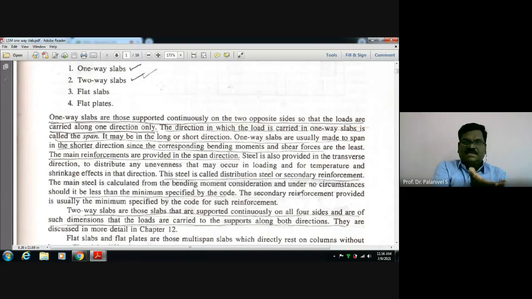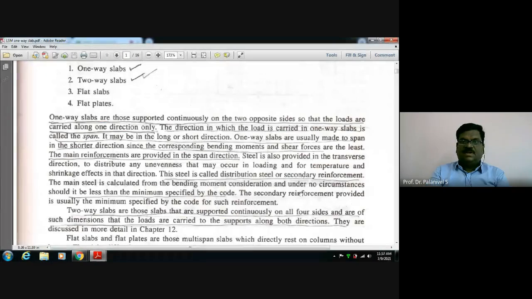It is spanning in that direction. The load is carried in that direction only. It means the predominant action is in this direction. In the other, transverse direction, load is also carried, but comparatively very less. I will tell you the next one.